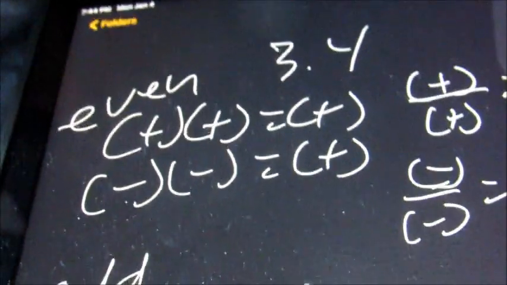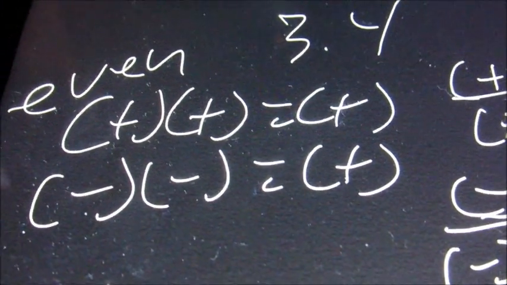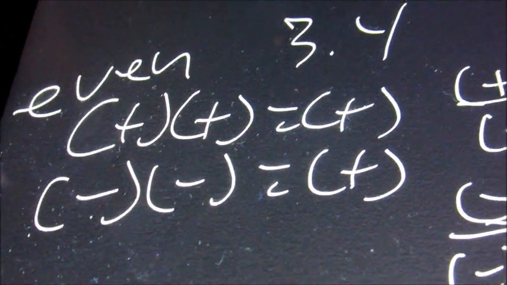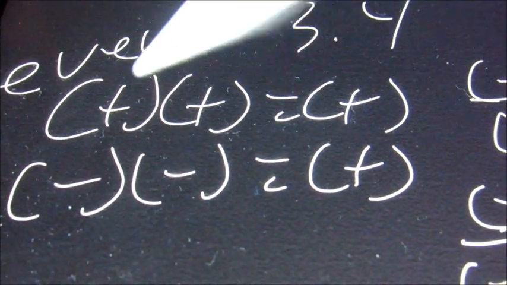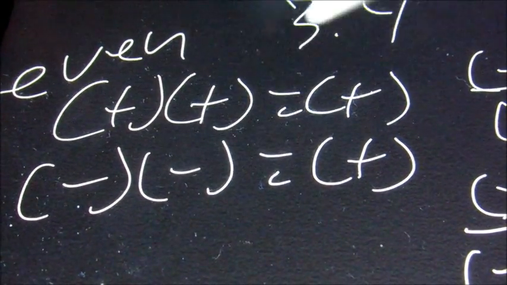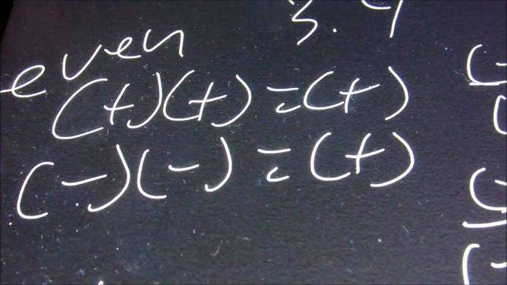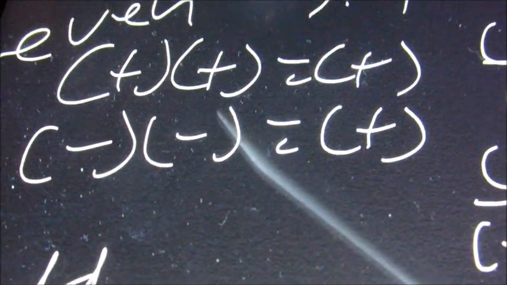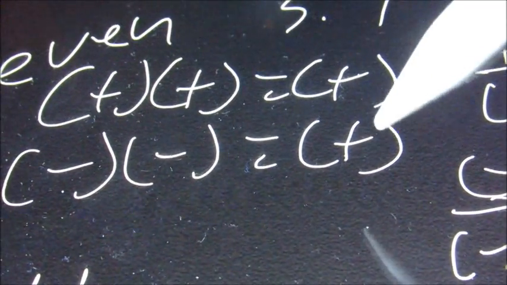So if we have an even number of negative signs. If we have a positive times a positive, we're going to get a positive. Negative times negative equals a positive. Even numbers, remember, are 0, 2, 4, 6, and 8. Here we have 0 negatives, our answer is going to be positive. Here we have 2 negatives, so our answer is positive.